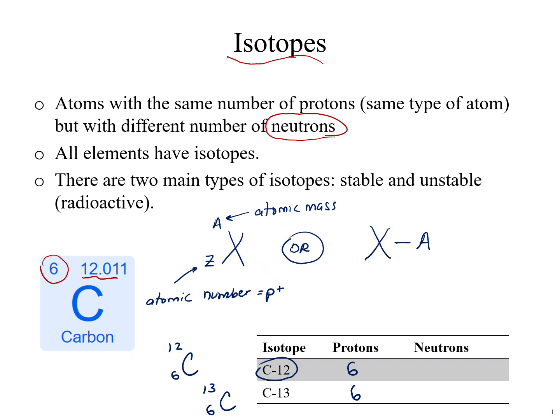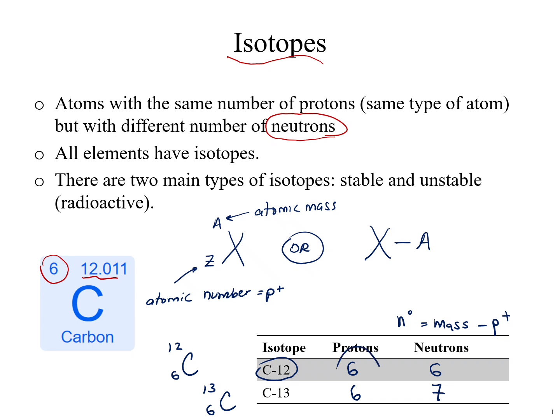Now, if we want to calculate the number of neutrons, that's the symbol for neutrons, that will be the mass minus the protons, which is the atomic number. So the number of neutrons for the first isotope listed on the table, the mass is 12 minus 6, the number of neutrons is 6. For the second isotope listed here on the table, the mass is 13, the number of protons is 6, so the number of neutrons is going to be 7.